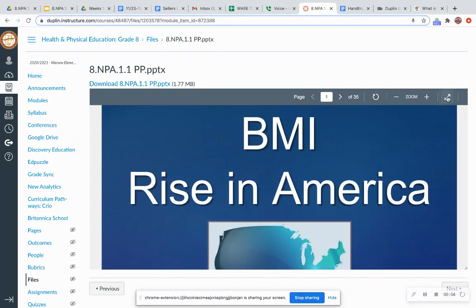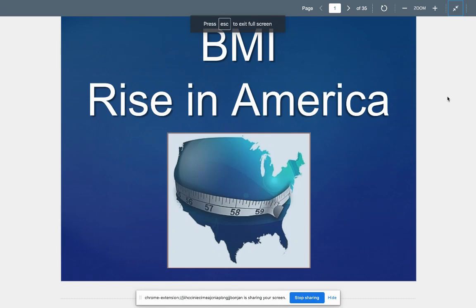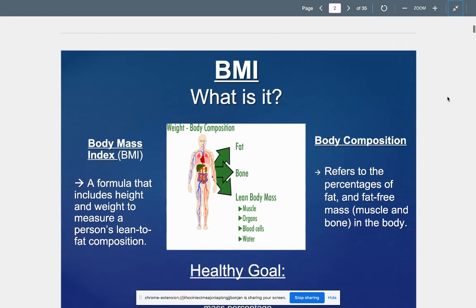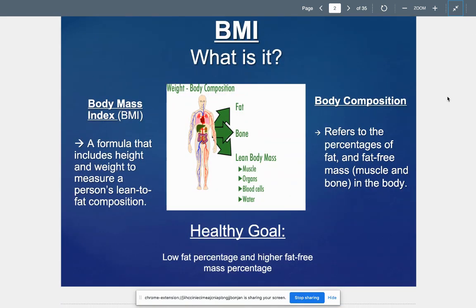We're going to be discussing BMI rise in America. Now, BMI is body mass index. It's a formula that includes height and weight to measure a person's lean to fat composition. Body composition refers to percentages of fat and fat free mass, muscle, and bone in the body.